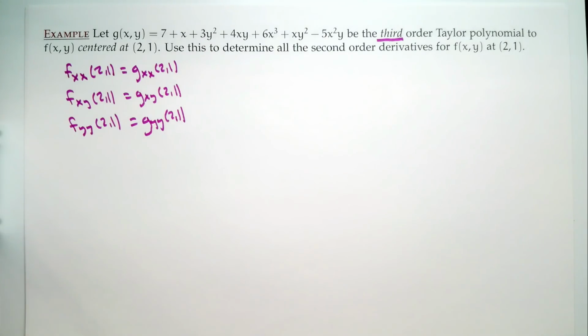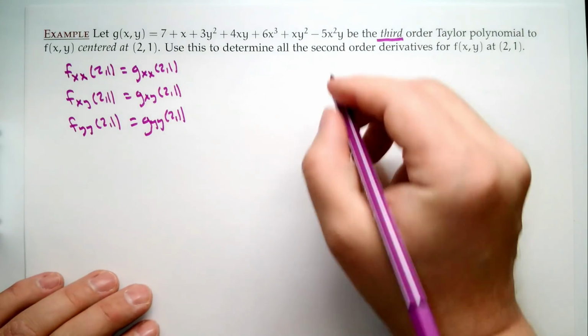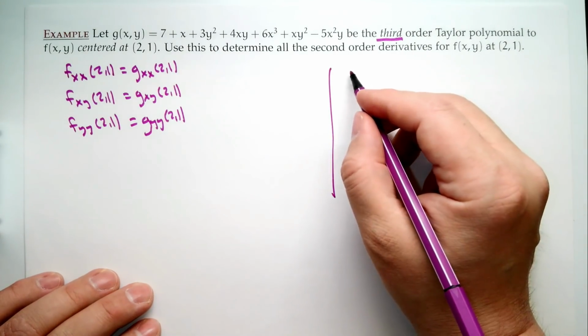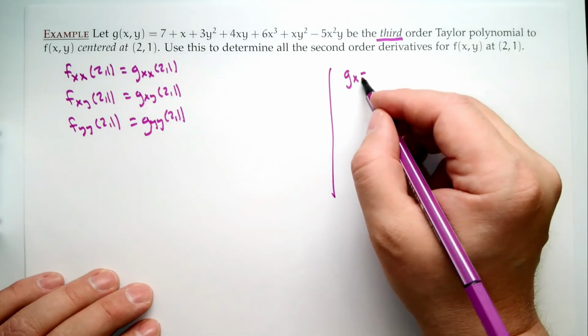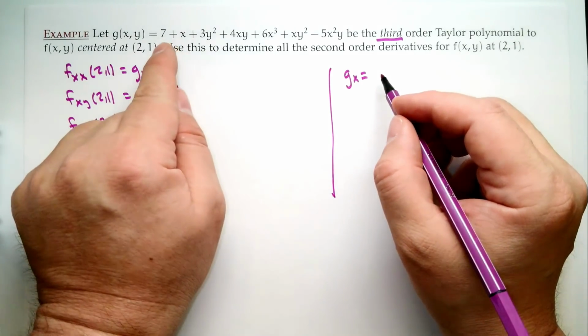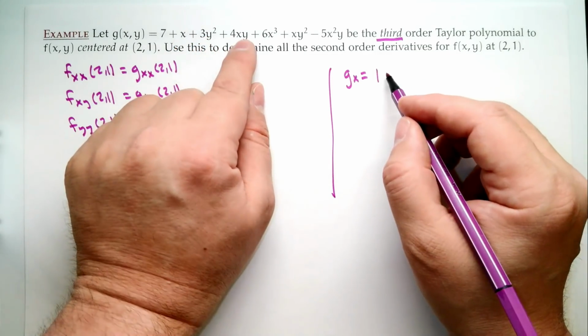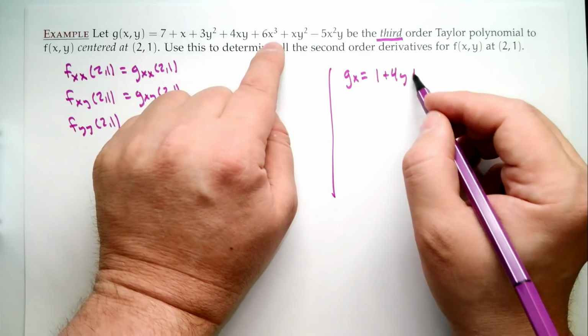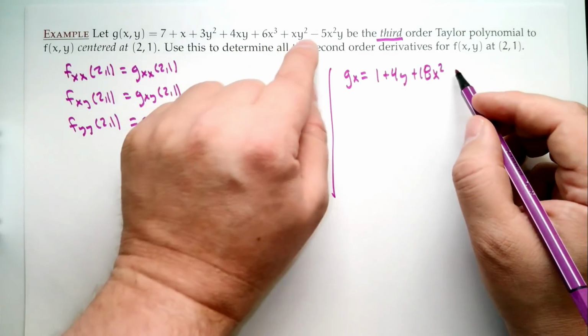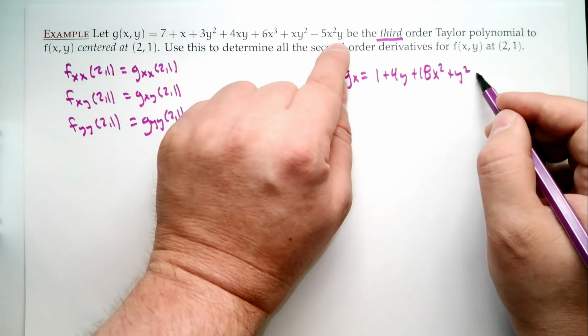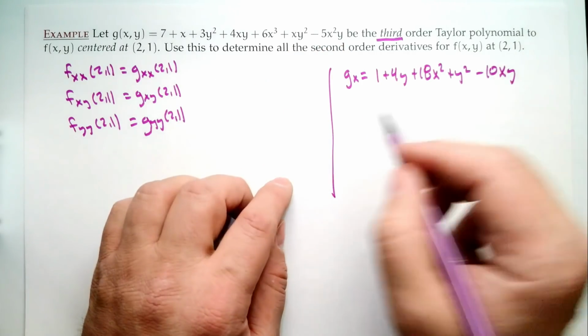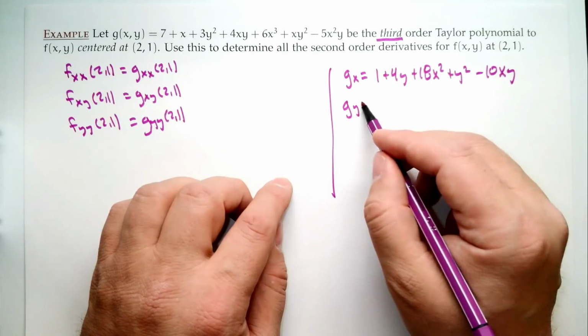So really, once you have that one little nugget of understanding, this problem becomes, let's just take a look at what happens to the derivatives of g. And then we figure it out. So let's look at what happens to the derivative of g. We need to find g_x. So we go through. That'll be 0 plus 1 plus 0 plus 4y plus 18x squared plus y squared minus 10xy. And we'll need also g_y.